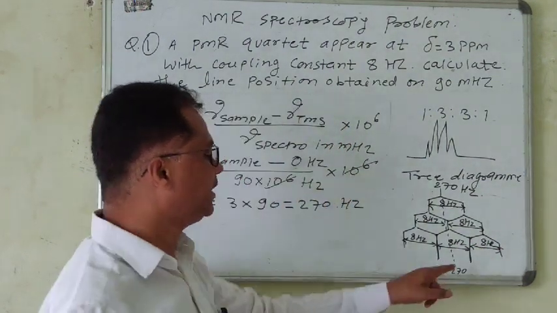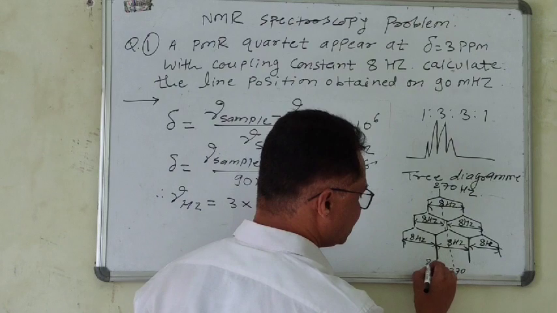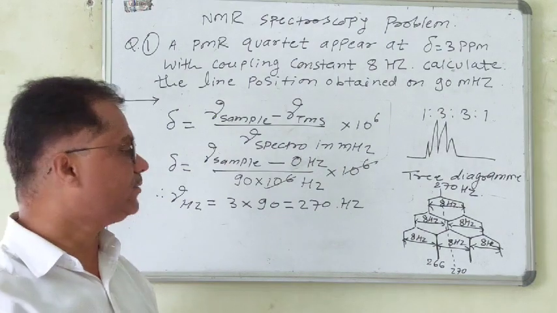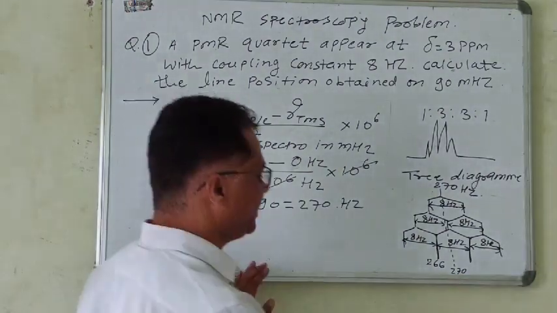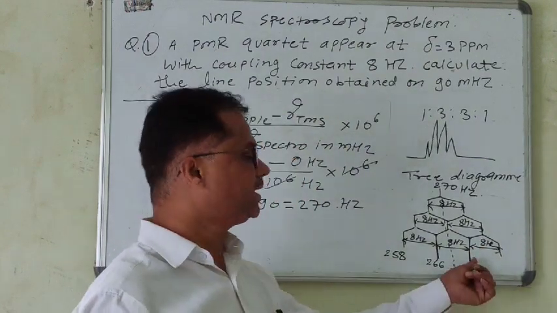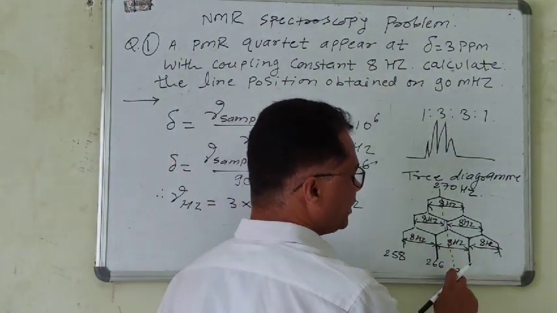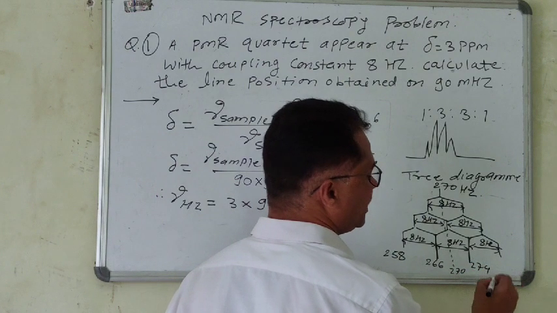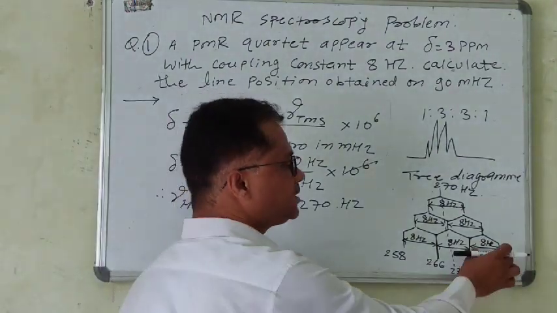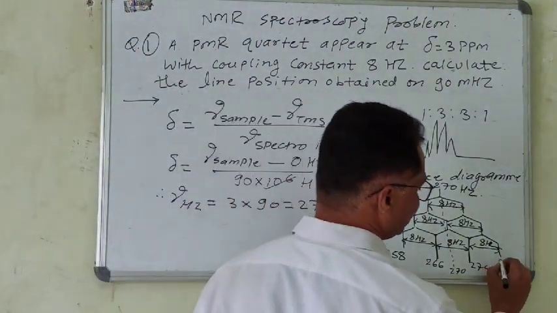Now we can see here, subtract 4 from this middle line, it becomes 266 Hertz. And subtract 8 on the left hand side, we subtract 8 from 266, it becomes 258. Add 4 to the next peak, which is the inner peak having threefold higher intensity than the outer peak. Add 4 to 270, it becomes 274. And again add 8 Hertz, the value of the coupling constant, which is the distance between two adjacent peaks. So 274 plus 8 becomes 282.